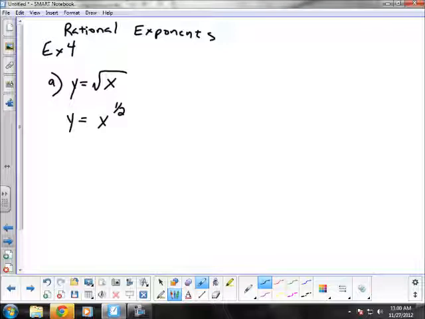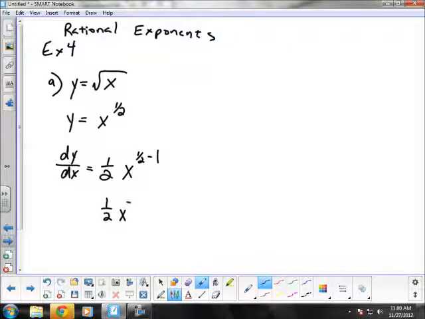Now, if I have an exponent, I just bring the exponent down in front. So when I take the derivative, I get dy/dx, because that's what y turns into, right? And I have 1/2 times x to the 1/2 minus 1, which is x to the negative 1/2 power. Good. And so that's 1/(2 times the square root of x). Right?